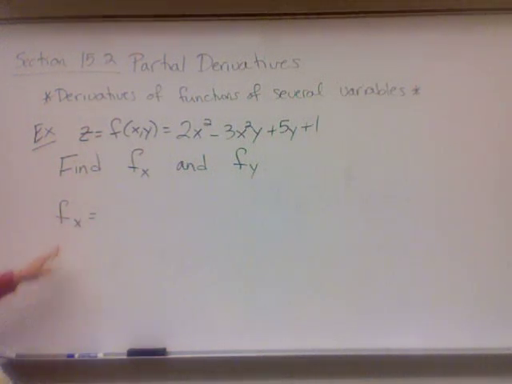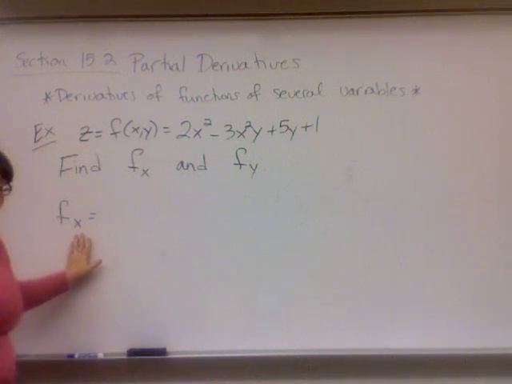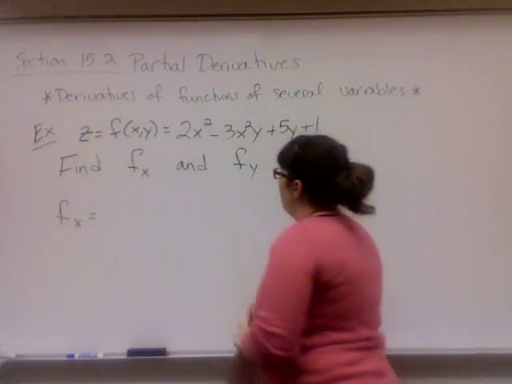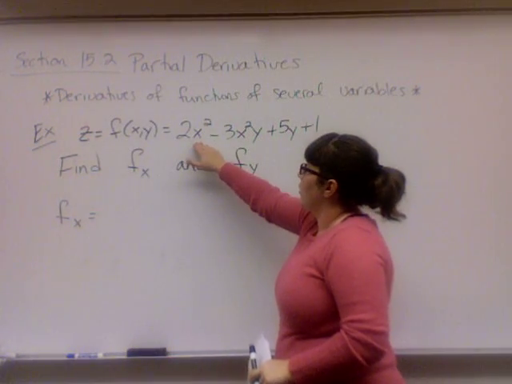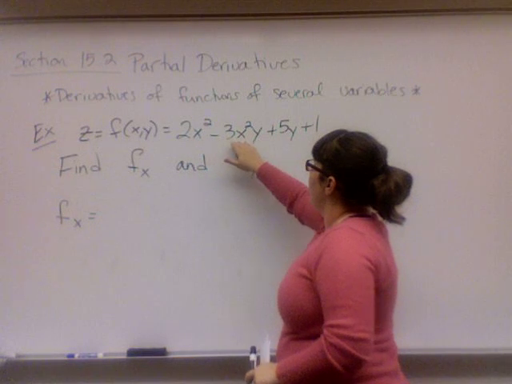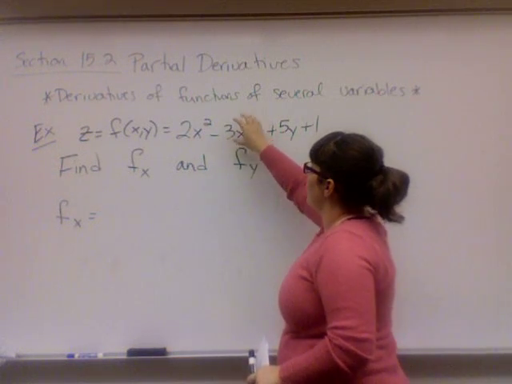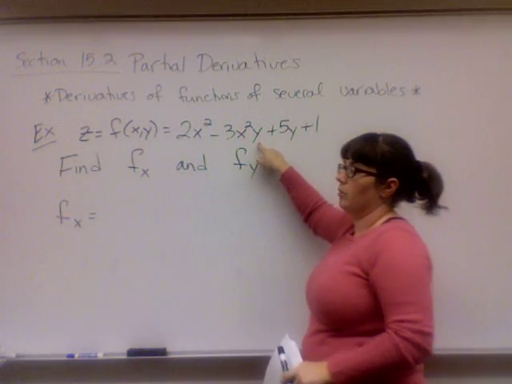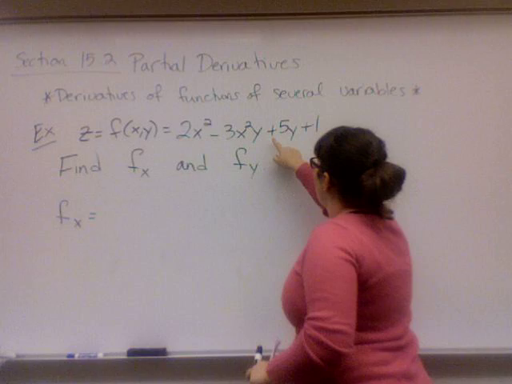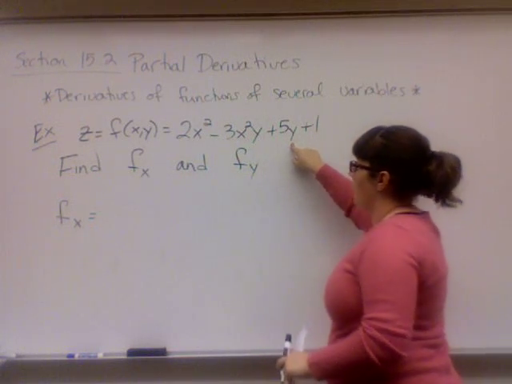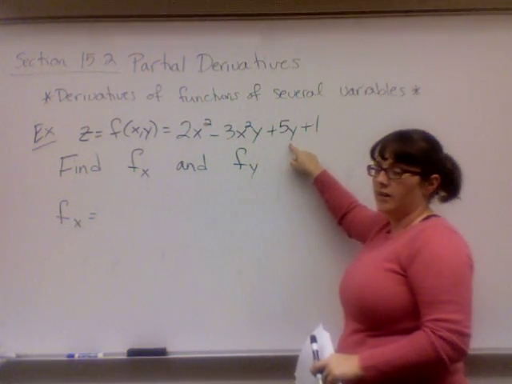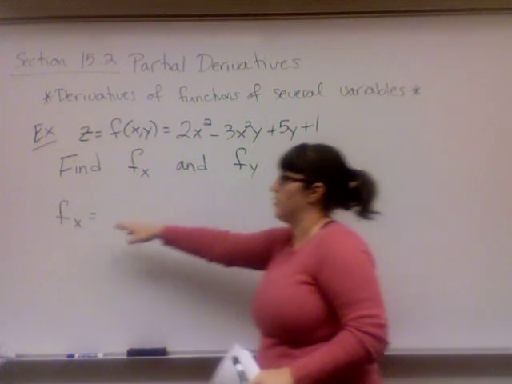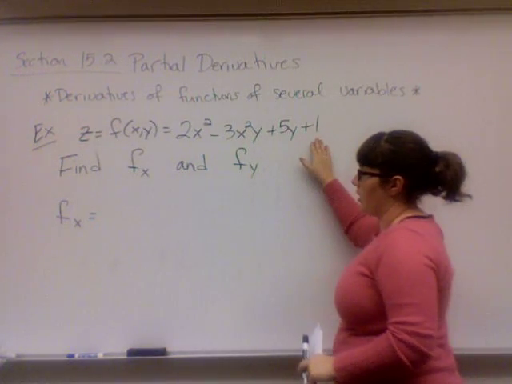Remember, in this one, what we do is we consider x to be the variable, and any other letter, like y, for example, is considered a constant. So let's look at our function. I see I have 2x squared. Okay, x is the variable. 3x squared y. In this expression, the x is considered a variable, the y is considered just a number. Think of it like the number 5 or something. And then I have plus 5y. Aha, that whole term is a number because y is considered a constant here because we're doing f sub x. And of course, 1 is already a constant.